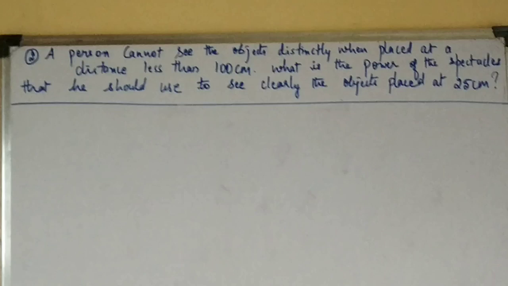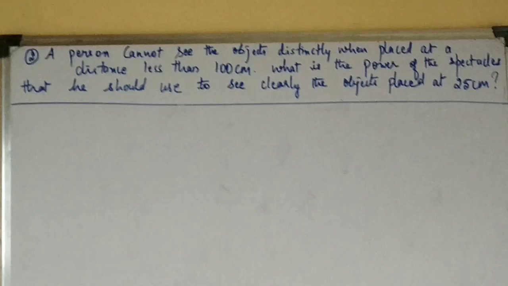Now what is the power of the spectacles? If you want to use the spectacles, what power should it be, that he should use to see clearly the objects placed at 25 centimeter? Because 25 centimeter is the least distance of distinct vision that we can have. So at exactly 25 centimeter, this is n dash and this will be n of the normal eye, that is 25 centimeter, means this value is d.